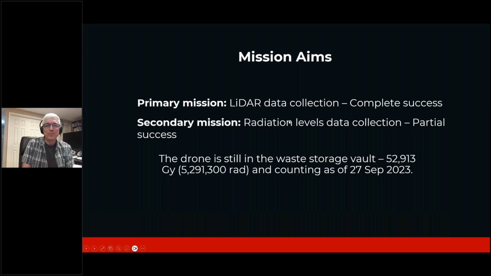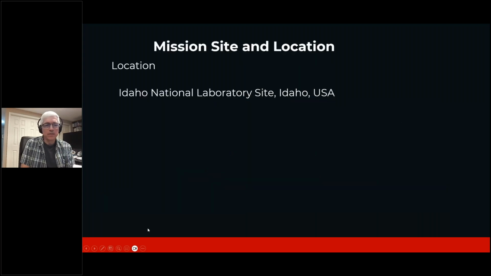That mission, the secondary mission, was what we call partially successful. There was an issue where we could not retrieve the drone on that third flight, and it's still in the vault. And as of today, it has roughly, what is that, 52,000 gray of a cumulative dose and counting. Hopefully, if we get it out of the vault someday, it will be a great material study to see how the radiation affects the materials on the drone. And there is a chance that we may be able to retrieve it in the future.